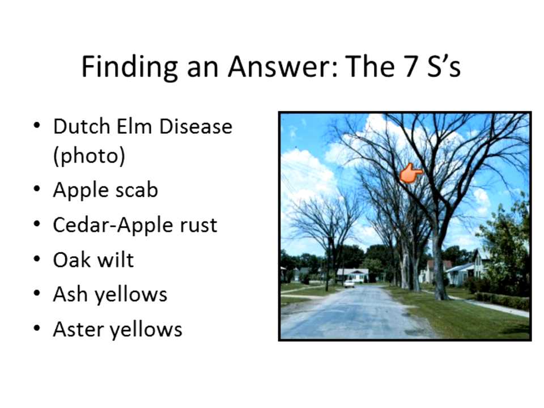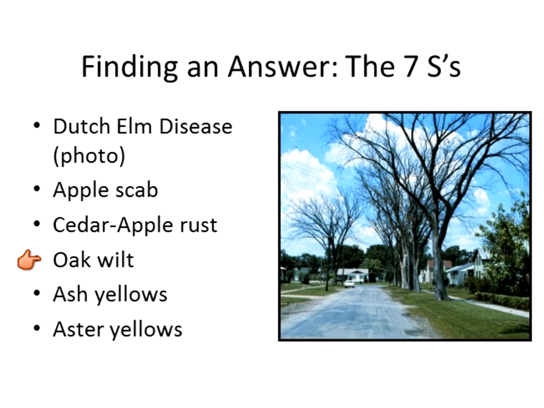So just some more examples to work through this. In this picture, if I told you this was an elm and it was dead, you could make a really good educated guess that it died of Dutch elm disease. Elms get Dutch elm disease. We talked about how apples can get apple scab. Cedar apple rust is a disease in which both the cedar and the apple tree is infected.